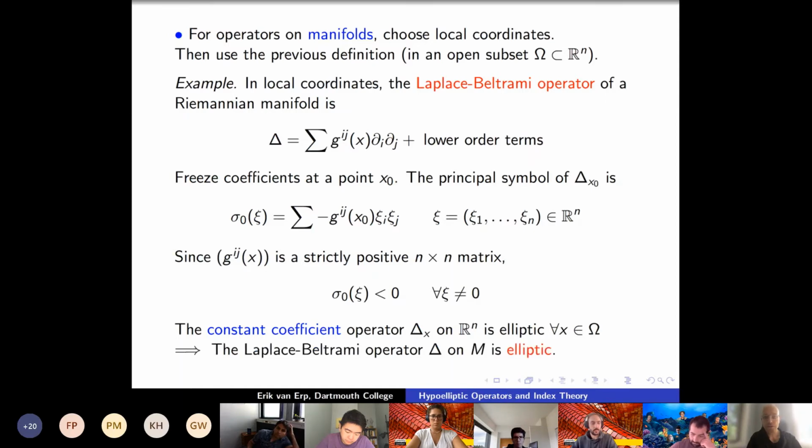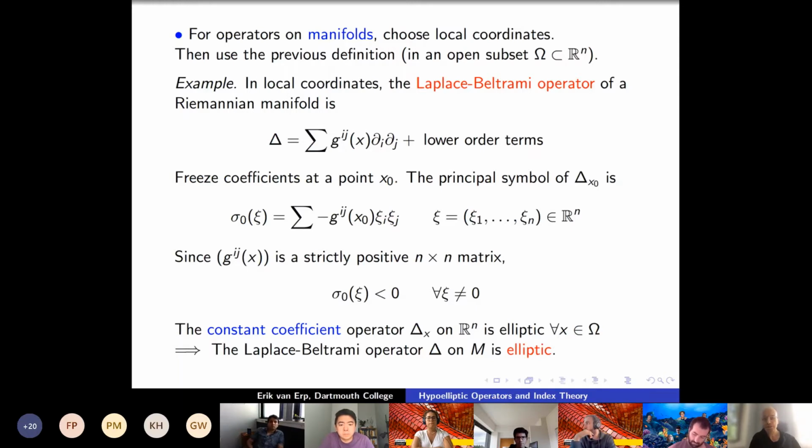And therefore the operator on the manifold is elliptic, because for any x, the operator you get by freezing coefficients is elliptic. So the operator itself is elliptic. A different approach to this, which is maybe a little more pragmatic, is to think of the symbol simply as a function not only of Xi, but also of x. Then you can skip over these constant coefficient operators if you like.